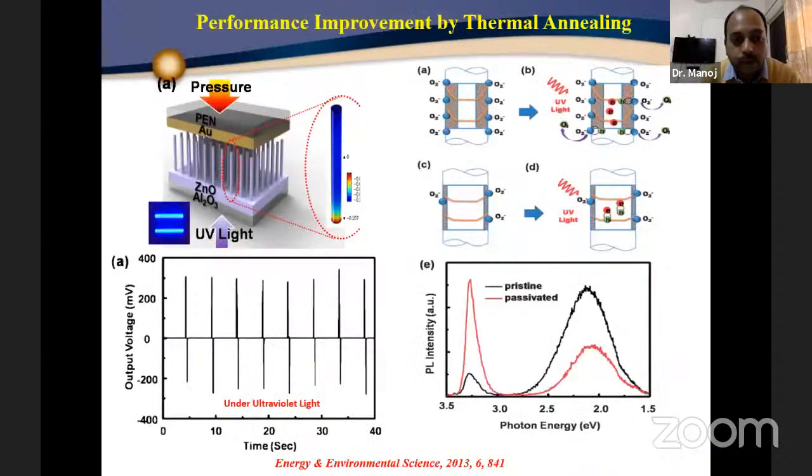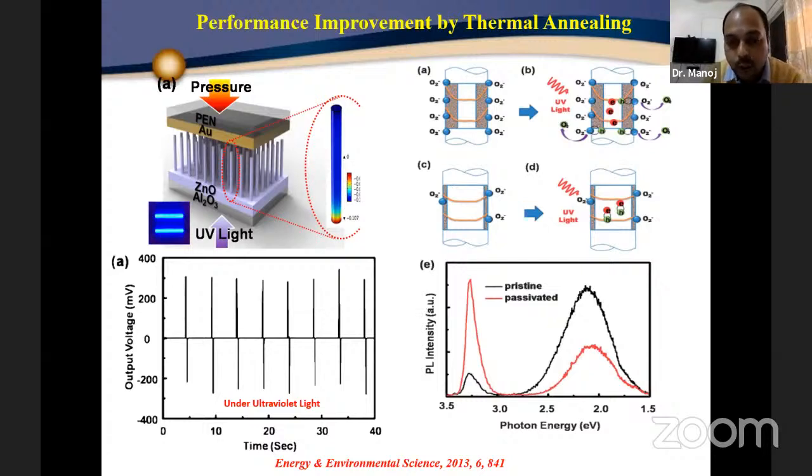So we applied thermal annealing to the materials. We passivated all the defects like oxygen vacancies and surface defects. Then even in the presence of UV light, you can see the output voltage was about 200 millivolt. When we release the pressure, it shows the negative pulse. So a cyclic performance is seen with respect to time, and even in UV light, the device showed stable performance.